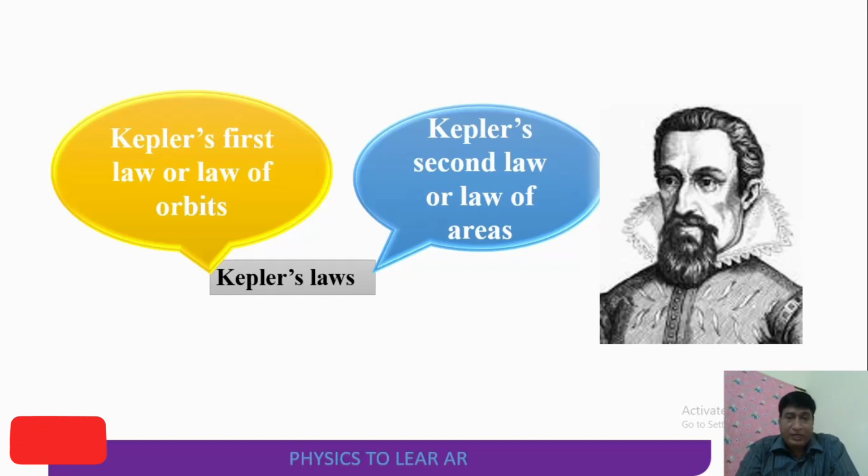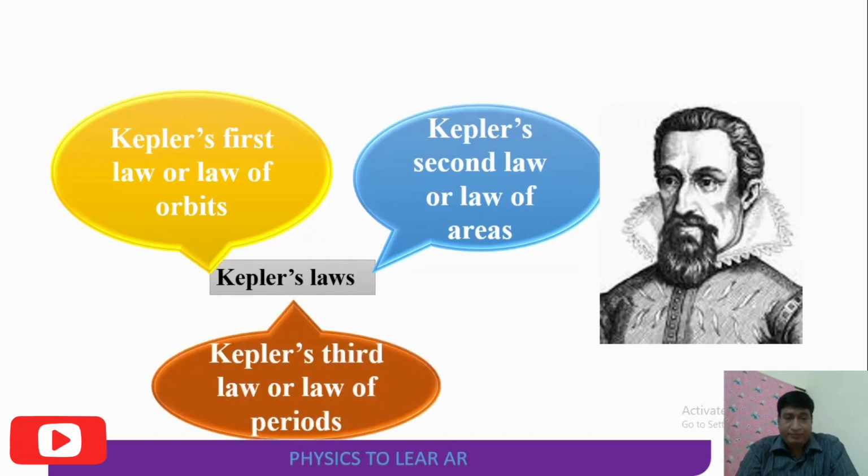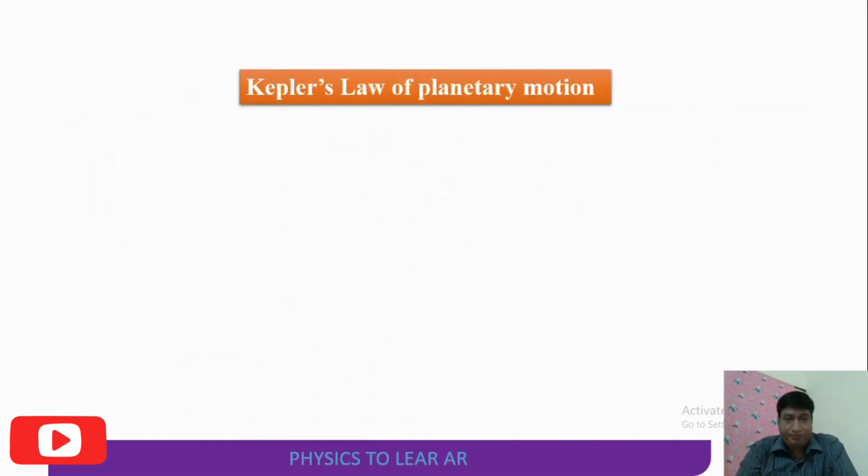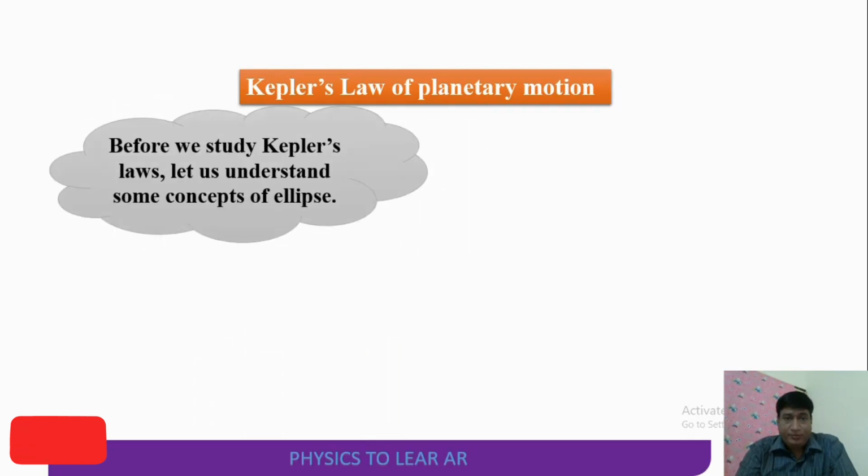Kepler's second law we can also call the law of areas, and Kepler's third law the law of periods. Together, we call them Kepler's laws of planetary motion.